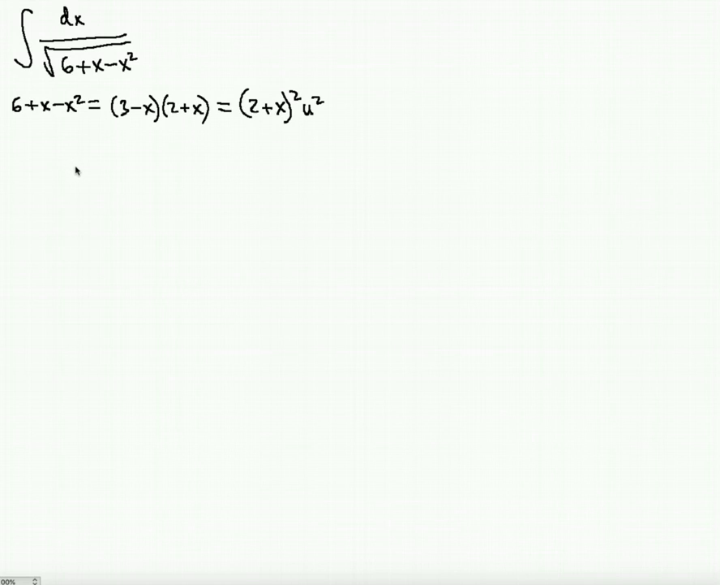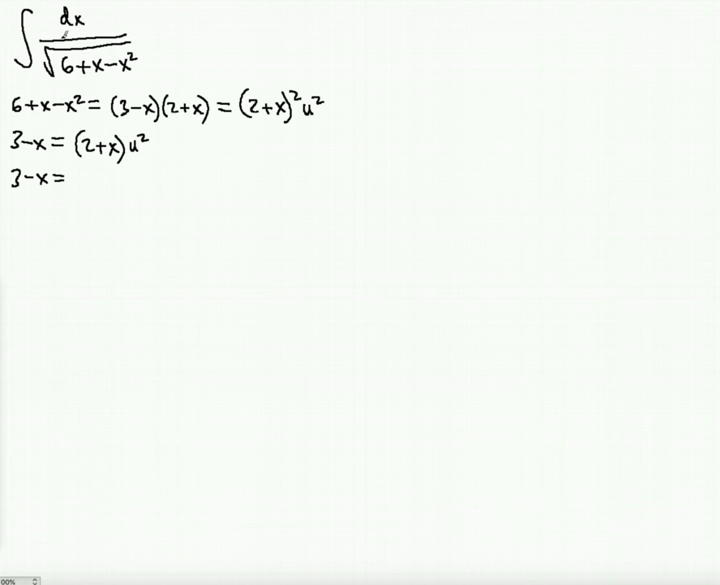So now you're going to solve for x in terms of u. Notice that the 2 plus x factor can be let go, so that 3 minus x is equal to only one factor of 2 plus x multiplied by u squared. Simply divide both sides by 2 plus x, and you will get that. So now with 3 minus x, we're trying to isolate x so that we can solve in terms of u.